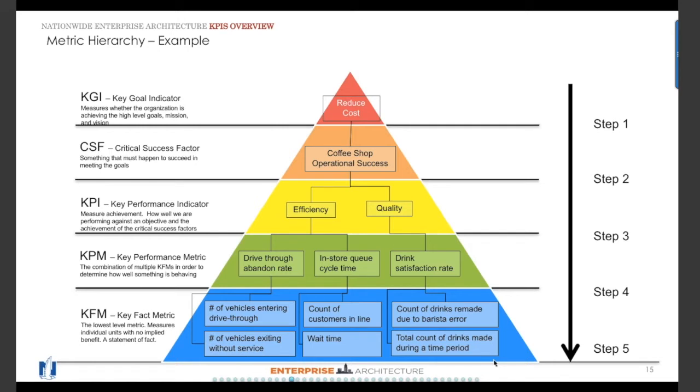And if you go one step down, you'll see that drink satisfaction rate. Well, the drink satisfaction rate is driven from how many drinks you're having to remake because customers were not satisfied. So we really try to look at a top-down view because as you look in your architecture landscape, there is so much data out there, and there are so many things that all of us feel are important. So it's very important that we look at the KPIs and metrics and data from a top-down point of view rather than bottom up.